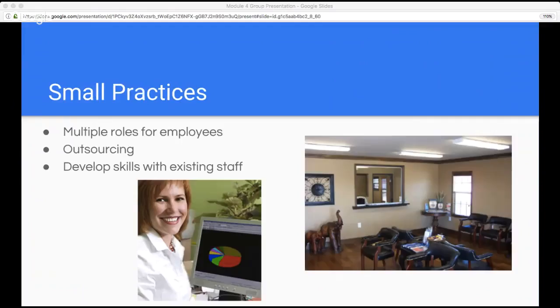In small practices, employees may have multiple responsibilities. The practice manager may need to work as part of the front desk staff. Many small practices will need to outsource things such as health information technologies or develop skills to address the upkeep of their technology.